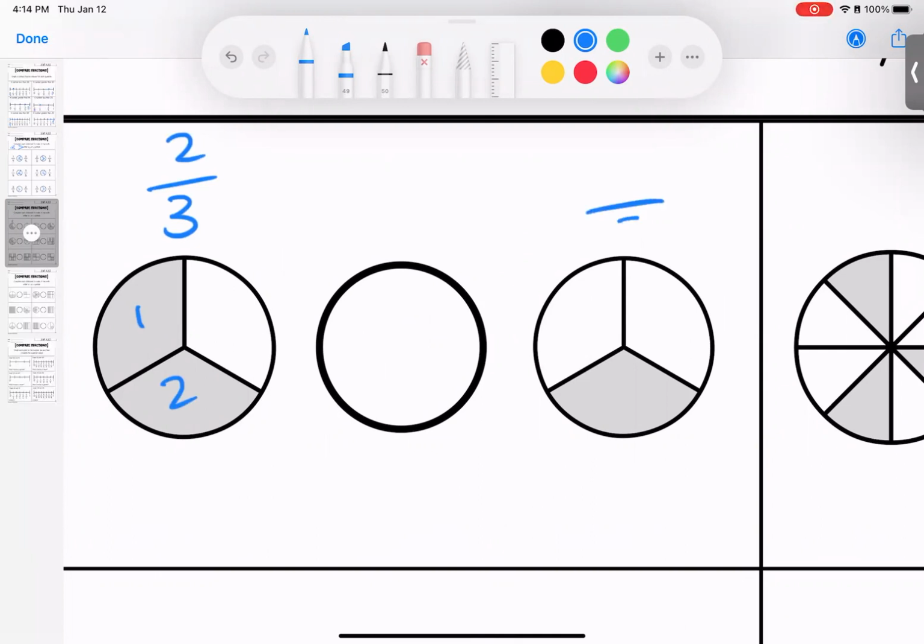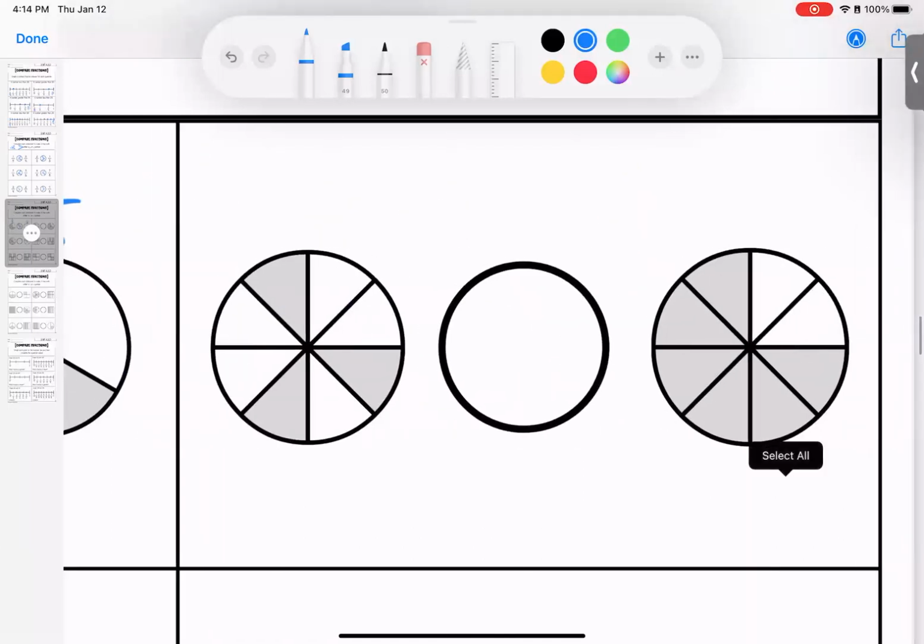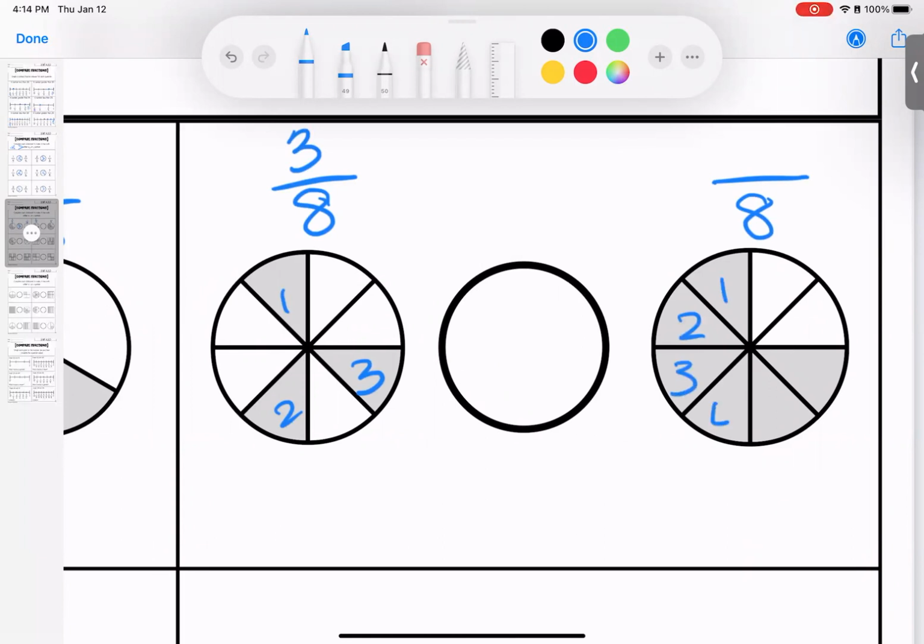My second one also has 3 pieces, 1 is colored. 3 and 3 denominators match. 2/3 is greater than 1/3. Over here, each of my circles have 8 pieces. The first one has 3 colored in. My second one has 6 colored in. 8 and 8, my denominators match. 6/8 is greater because 6 pieces is more than 3 pieces.